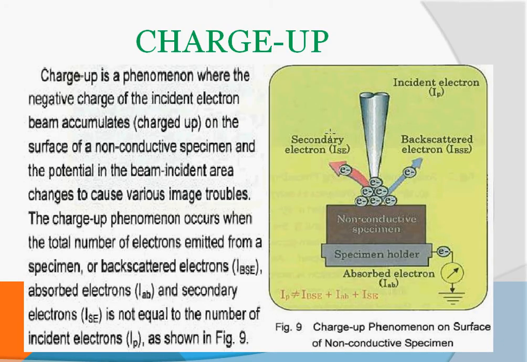The charging up. Charging up is a phenomenon where the negative charge of the incident electron beam accumulates on the surface of a non-conductive specimen, and the potential in the beam incident area changes to cause various image troubles. That means the incident beam current, IP, should not be equal to ISC, that is the secondary electron current, and IBSC, that is the backscattered electron current, as well as the absorbed current, right? It should not be equal to the sum of all those things. That is called charging up, right?